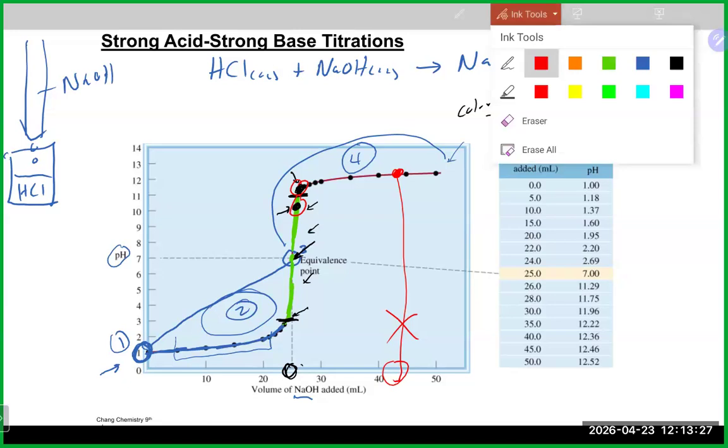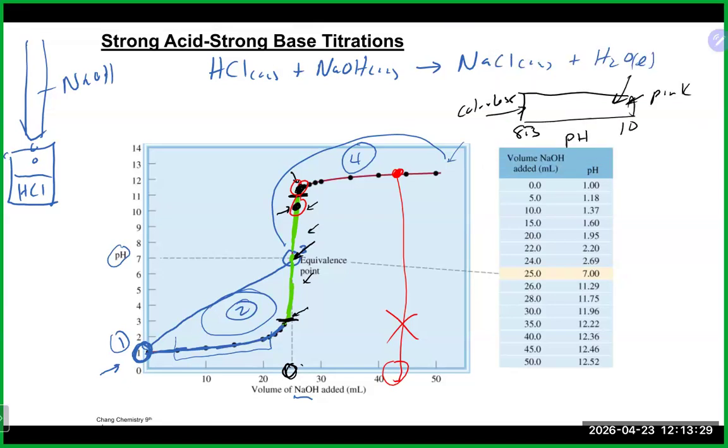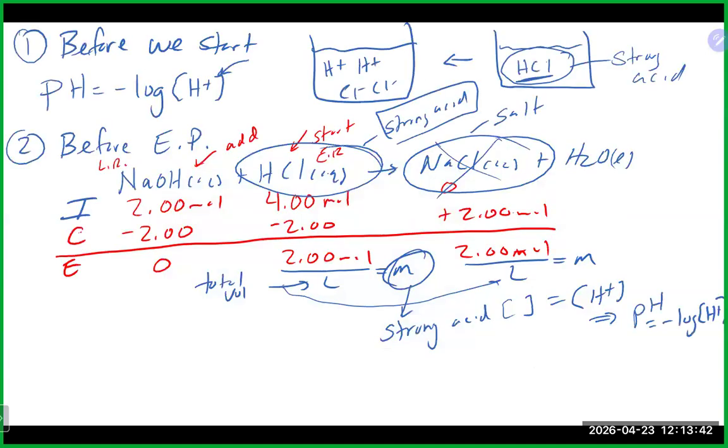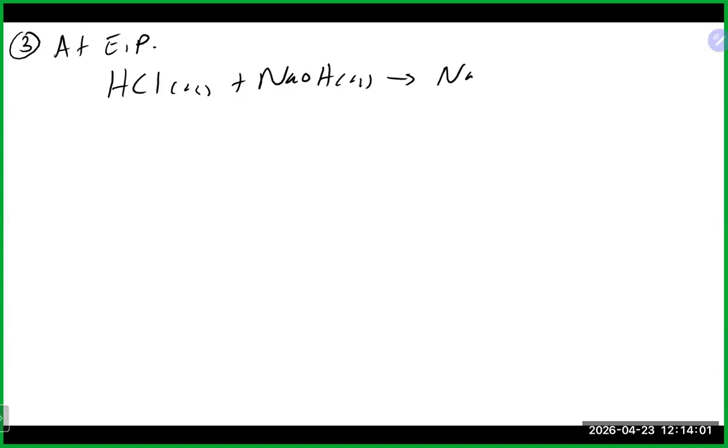All right. Let's talk about what is really happening when we do reach the equivalence point. So let's come back to step part 3, which is at the equivalence point. We obviously are still having a reaction occur. So again, we'll have, however we want to write it, HCl plus our sodium hydroxide. Again, the same reaction occurring here, giving sodium chloride and some water.